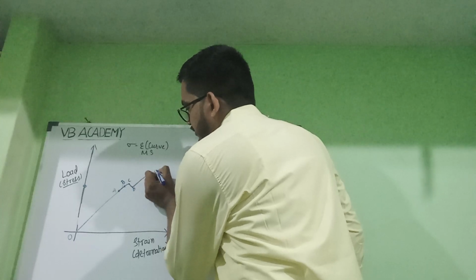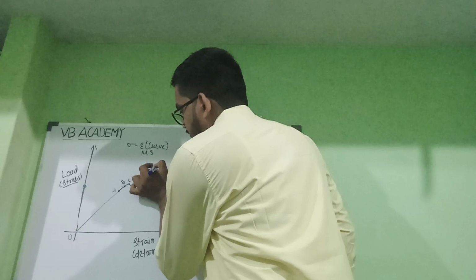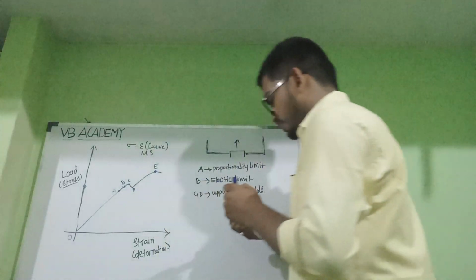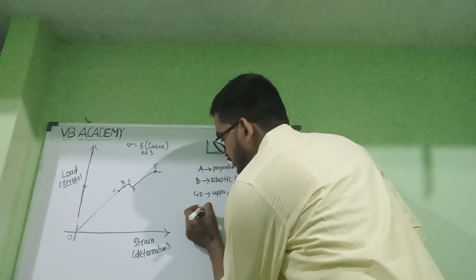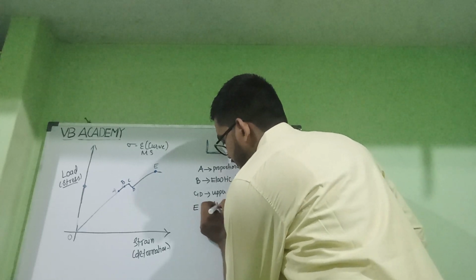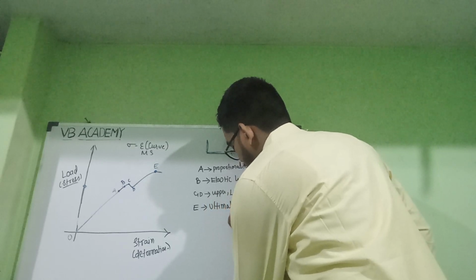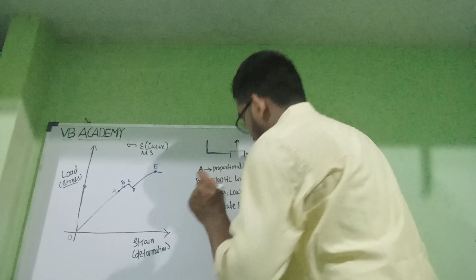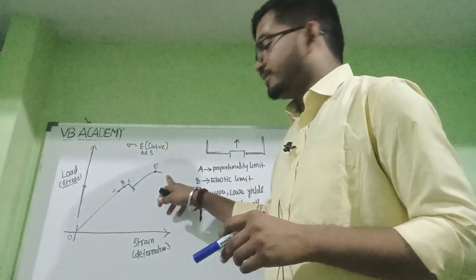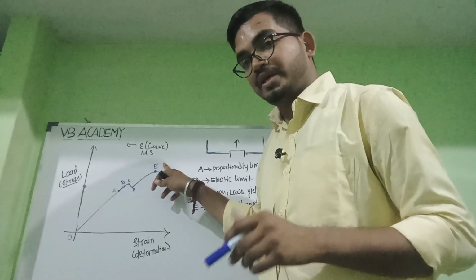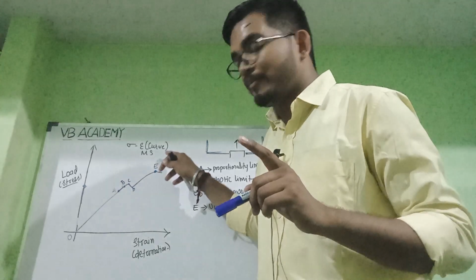ultimate strength. This is the point E. Point E is ultimate strength. So what happened here? This is the ultimate strength, means the body can't withstand the load beyond this.